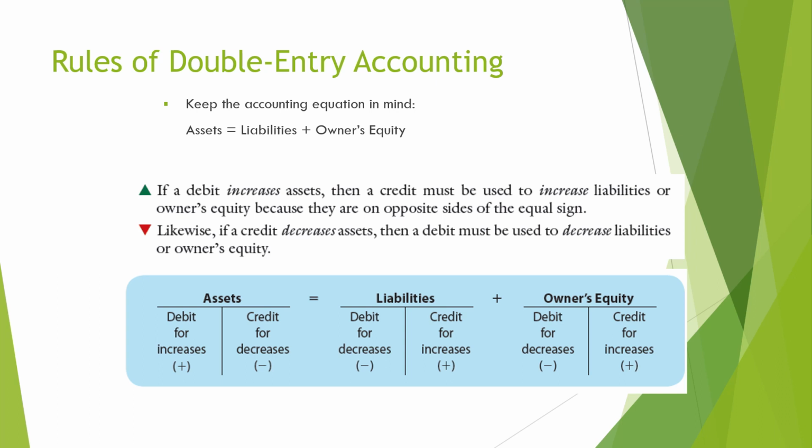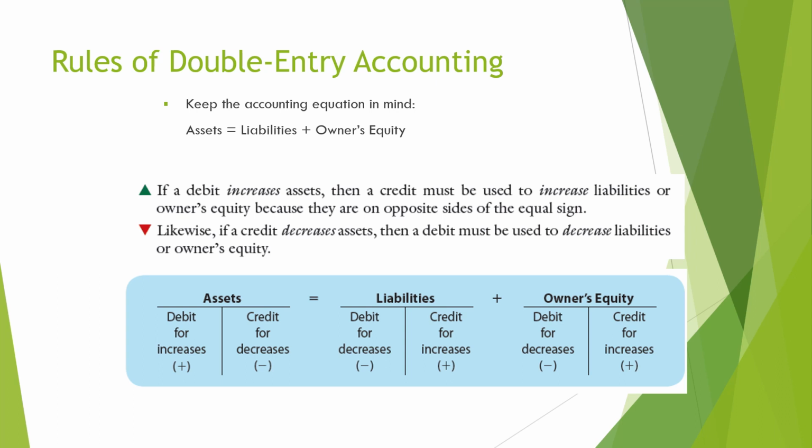So far what we've learned is that assets increase with a debit, liabilities increase with a credit. Owner's equity will work the same way as a liability because it's also on the right. So owner's equity will increase on the right, so it'll increase with a credit, but it will decrease with a debit. All right, well that's great, but as you know, we have more than just these three accounts.